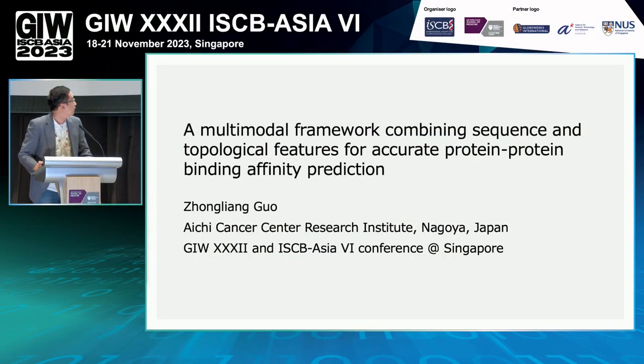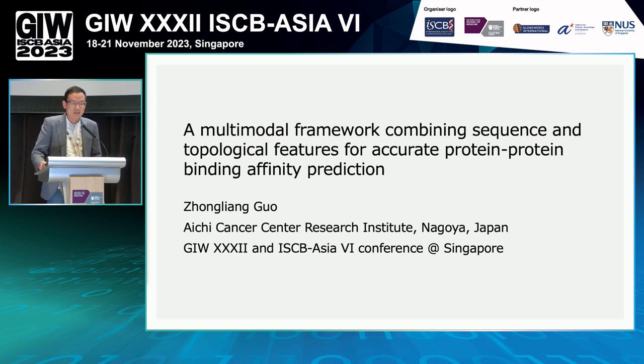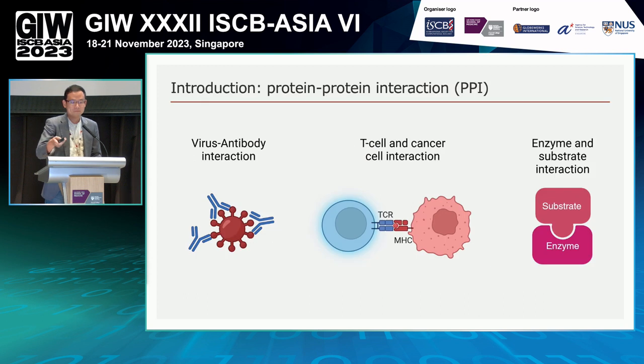My name is Zhongliang Guo from the Aichi Cancer Center Research Institute in Japan. The title of my research is a multimodal framework combining sequence and topological feature for accurate protein-protein binding affinity prediction.